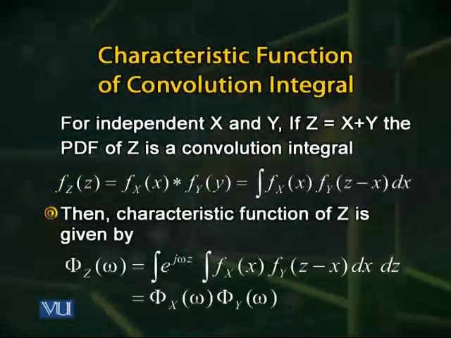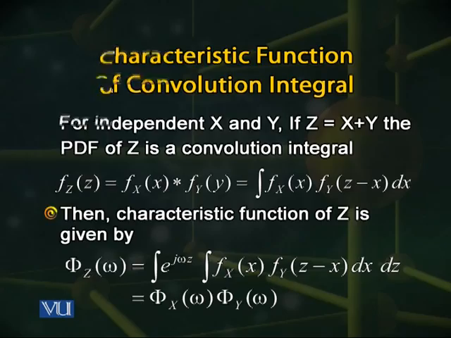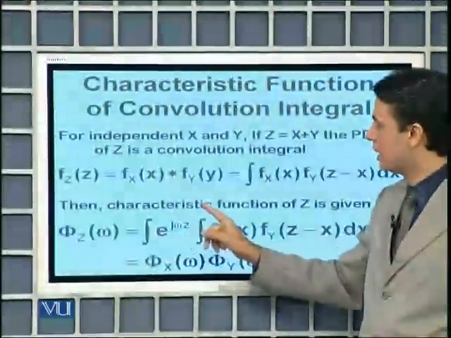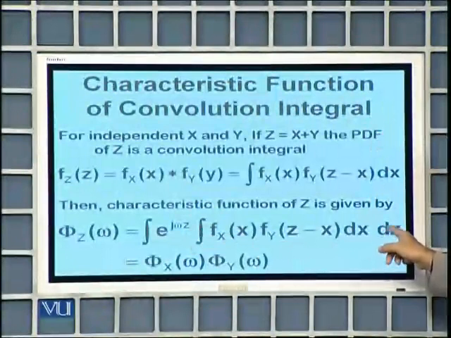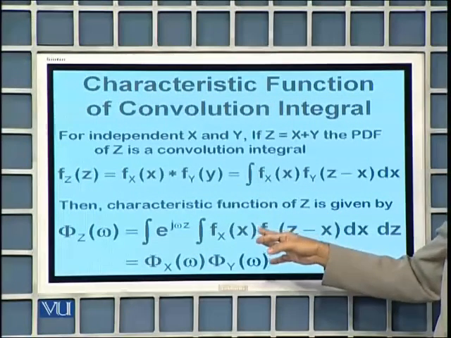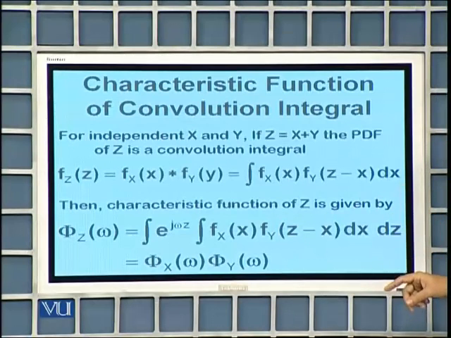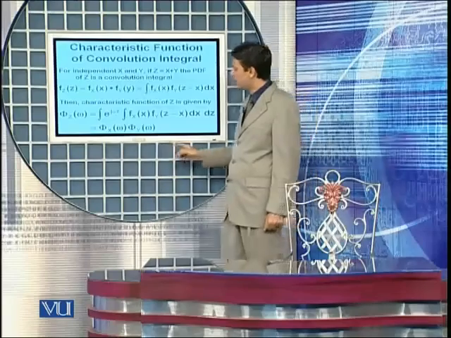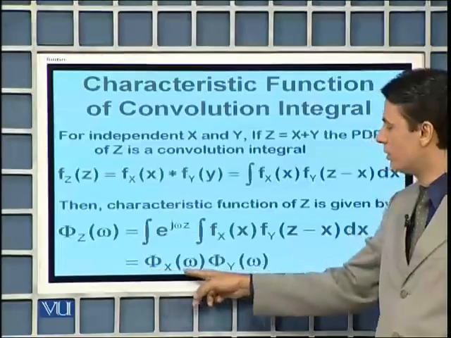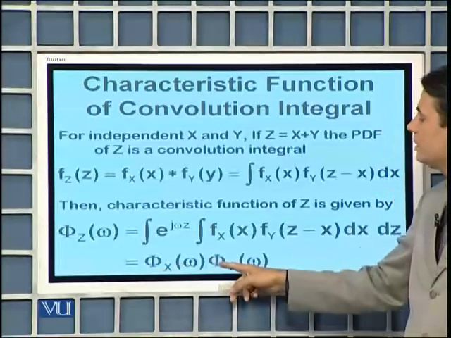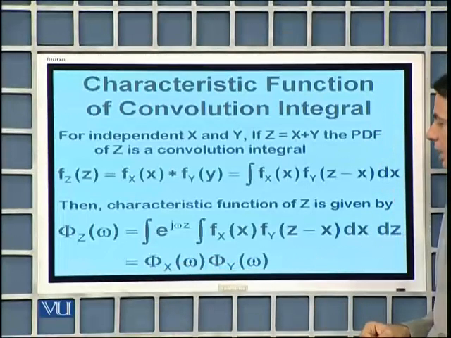So if you use this convolution integral instead of the PDF of z, the characteristic function of z can be evaluated by multiplying e raised to power j omega z with the convolution integral and integrating the whole thing with respect to z. Since everything involved is a function of x or z, you can change variables and do other manipulations to come up with a final expression which is equal to the multiplication of the characteristic function of random variable x and the characteristic function of random variable y.